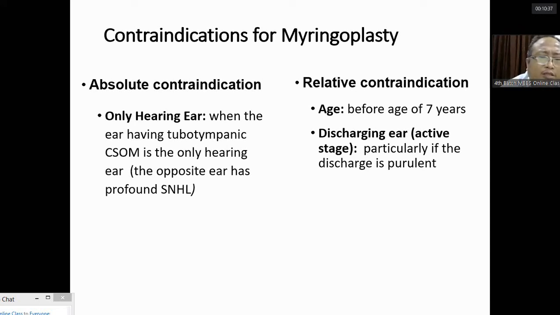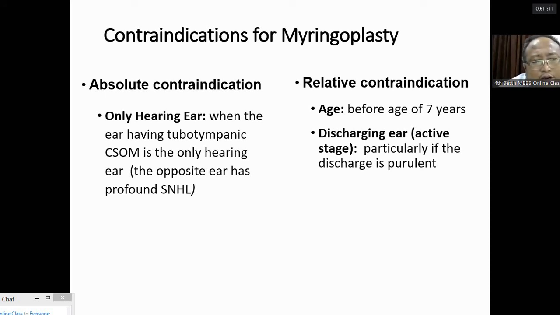In between 7 to 17 years, if the patient has hearing impairment, language development is difficult, and the patient's school performance has gone down due to the hearing problem, we might take that case for the myringoplasty. But ideally, after 17 years is the ideal age. And active stage is always contraindicated.